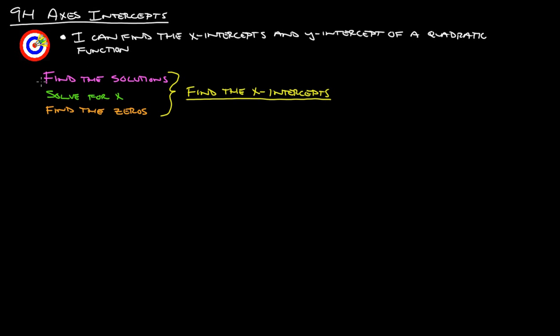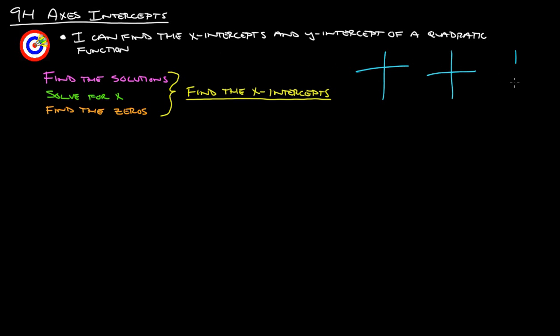There's all sorts of different directions that you may see to find x-intercepts. One is find the solutions, solve for x, find the zeros. All of those are having you find the x-intercepts of a graph. And again, the graph of a quadratic is obviously a parabola, so it's usually going to hit in two spots. So there's really three different possibilities.